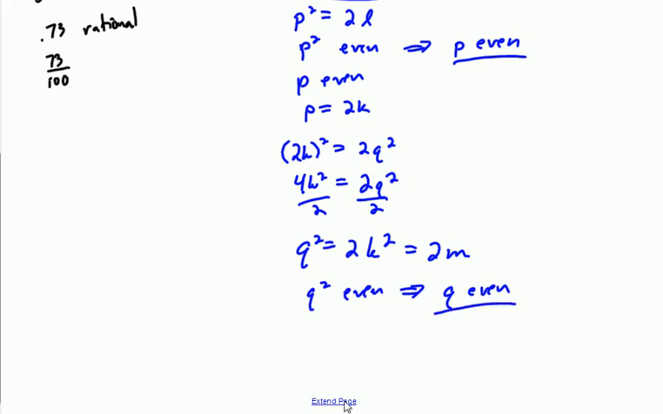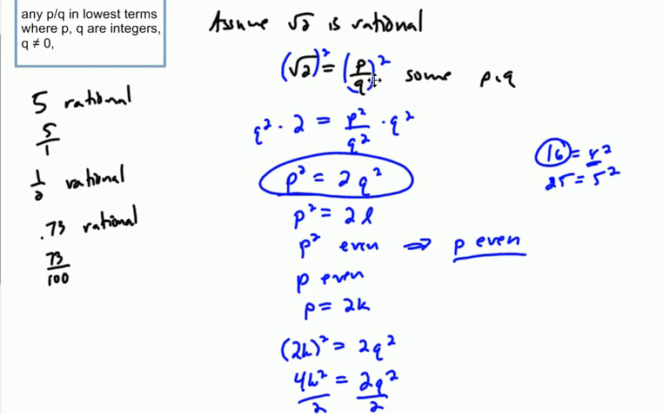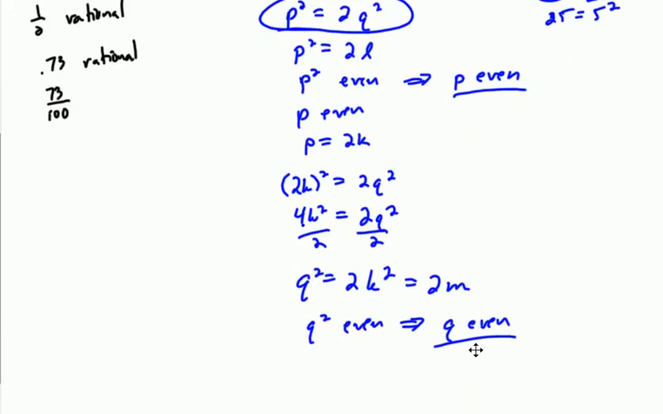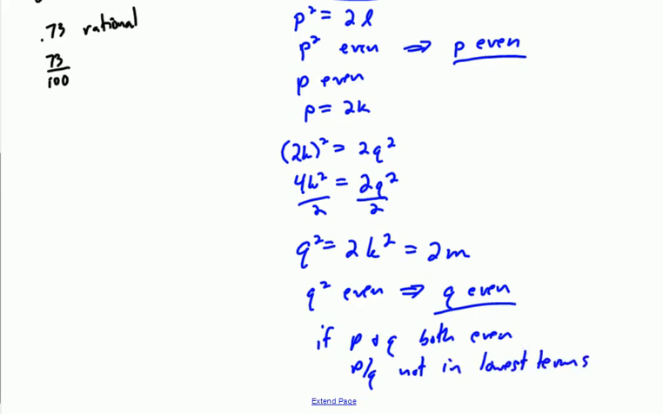So why did we do all this? Well, we now have a situation where p is even and q is even. However, this square root of 2 is supposed to be a rational number. It's supposed to be p over q, and in particular, p over q is supposed to be in lowest terms. Well, if p and q are both even, then p over q is not in lowest terms, because you could divide top and bottom by 2, and that is, in fact, the contradiction.